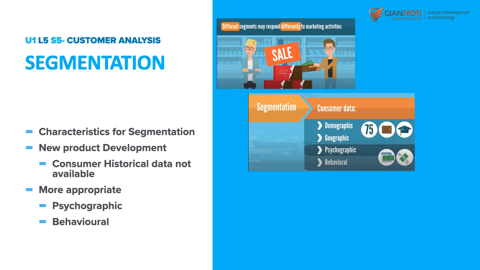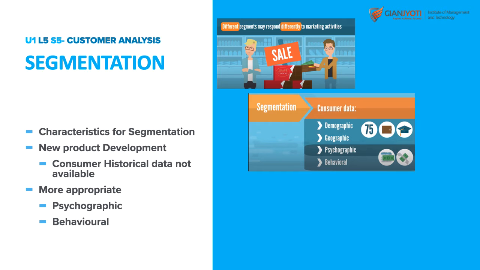Now, but in the case of a new product which you are developing, there may not be historical data for that product, right? Because you are developing a new product, you cannot use that data, as historical data is not available. So what we do is try to work on some other parameters, and these could be the demographic, geographic, and psychographic.